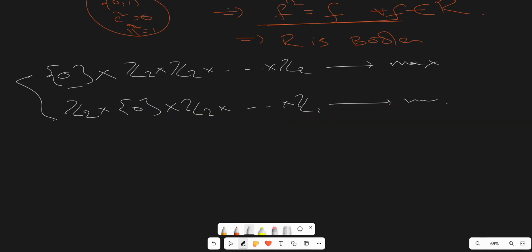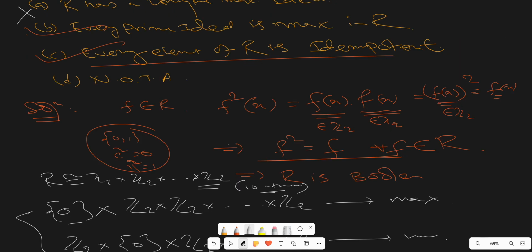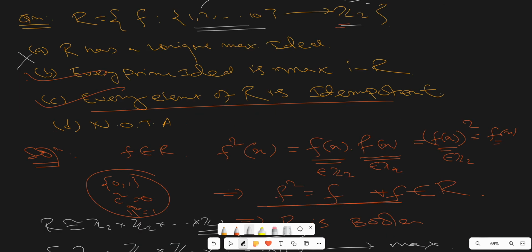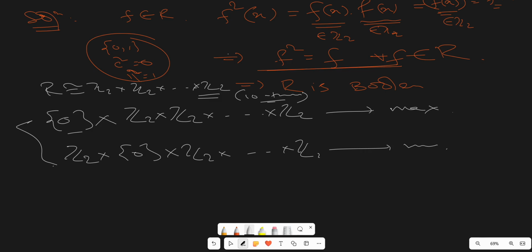So actually our ring R is isomorphic to Z2 cross dot dot dot cross Z2, 10 times, because there are 10 elements here. Every element has two choices, either 0 or 1. So 1 has two choices, 2 has two choices, and so on. So this R is isomorphic to Z2 cross Z2 cross Z2, and so on; you can define the map here.